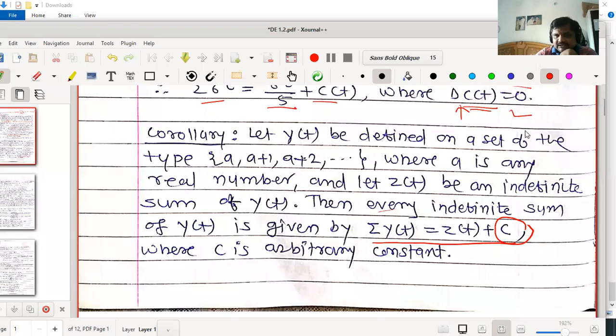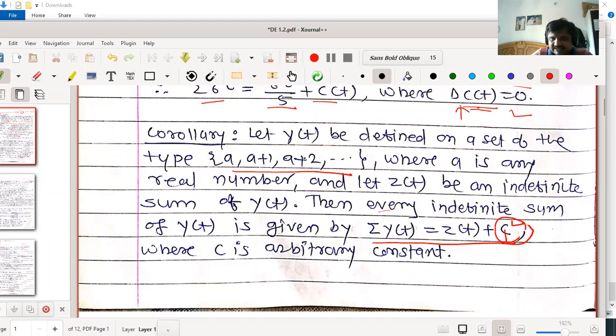We know that the delta of a constant term is always equal to 0. So in place of this ct, you can consider c also. But when can we consider it? If the domain set is of this type, meaning the difference between every two consecutive terms is equal to 1, and a is a real number. For example, if I consider the set of natural numbers here, then you will get c as a constant.